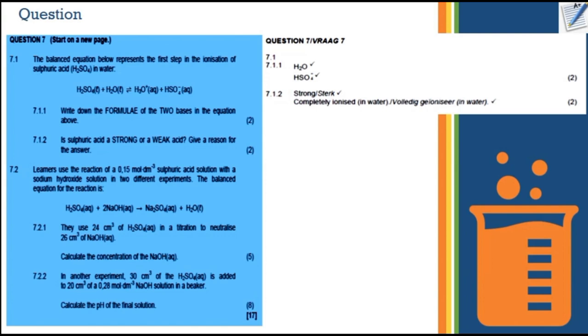Now we come to our calculations part. Watch carefully. Let me see if you'll be able to handle this. Very, very easy. Learners use the reaction of a 0.15 mole per cubic decimeter sulfuric acid solution with a sodium hydroxide solution in two different experiments. The balanced equation is as follows: H2SO4 plus 2 moles of NaOH goes to Na2SO4, that's your sodium sulfate, plus your water.